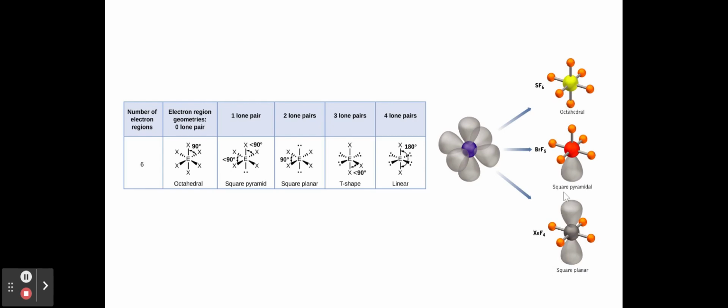I would learn them in these groups. It makes it much easier than trying to learn each individual molecular geometry.